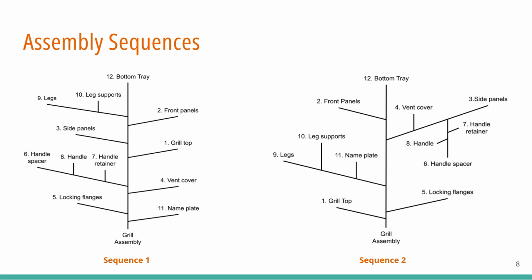For our second sequence, we start with the bottom tray and then we add the two front panels. To this, we add our side panel sub-assembly, which will include the handles as well as the vent cover already installed on them. We then install the legs, which include the leg support and nameplate already installed. Then the locking flanges, and finally we place the grill top on.